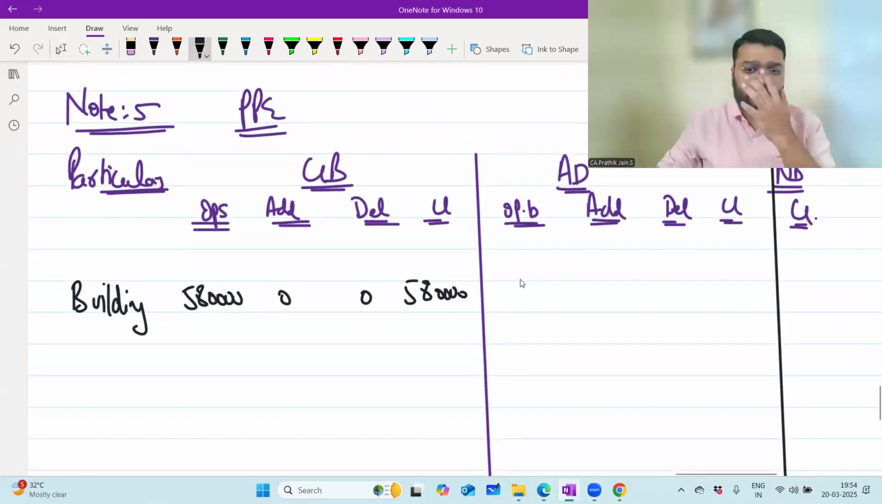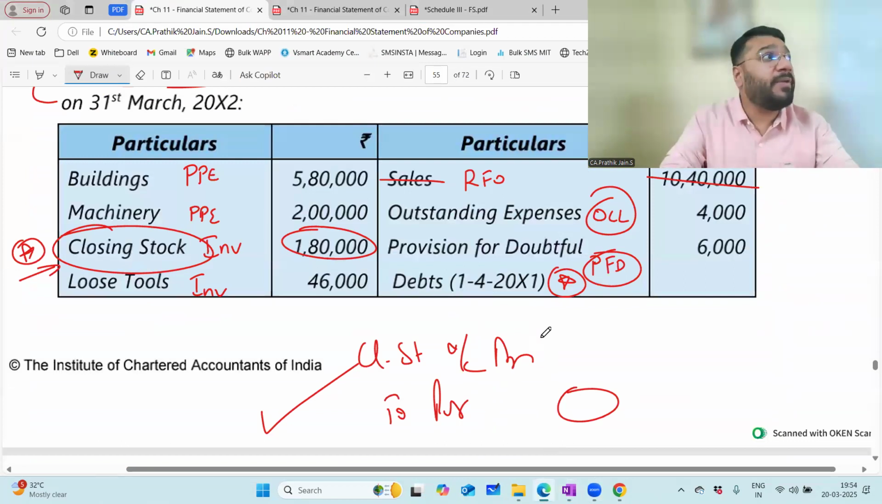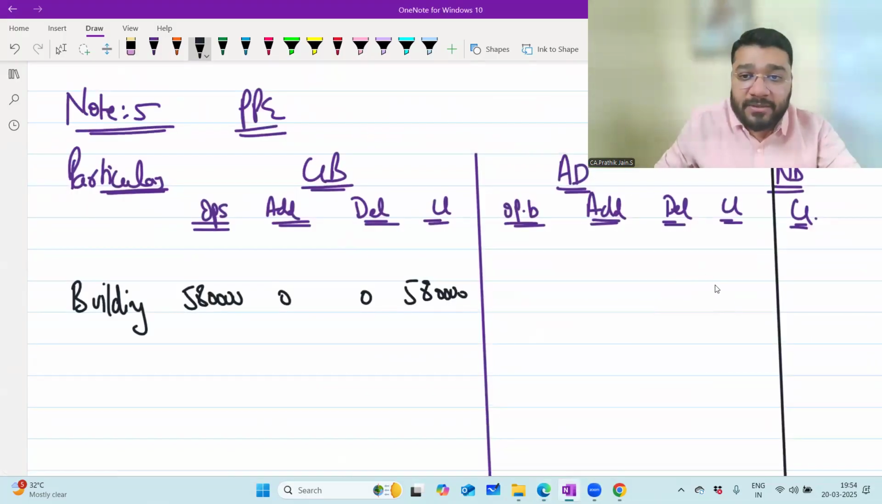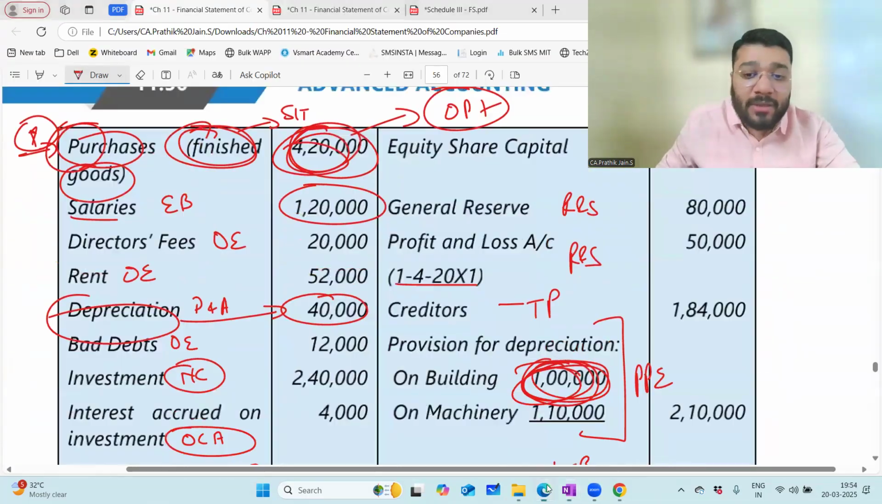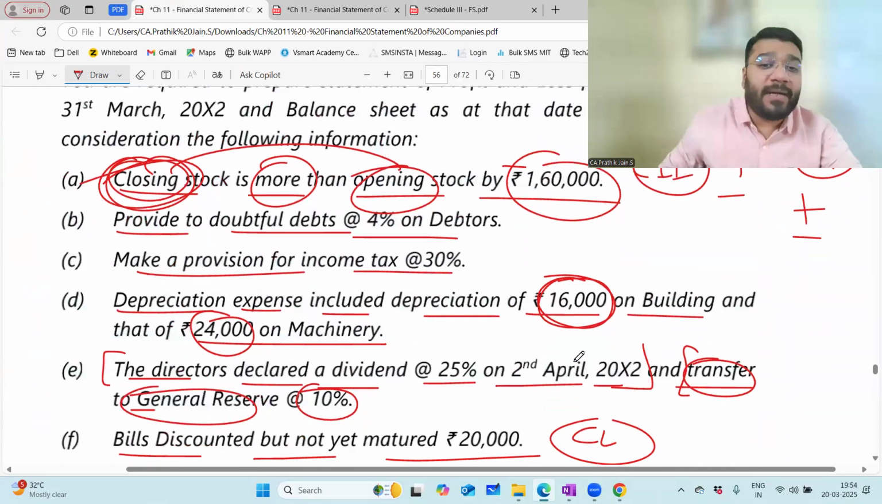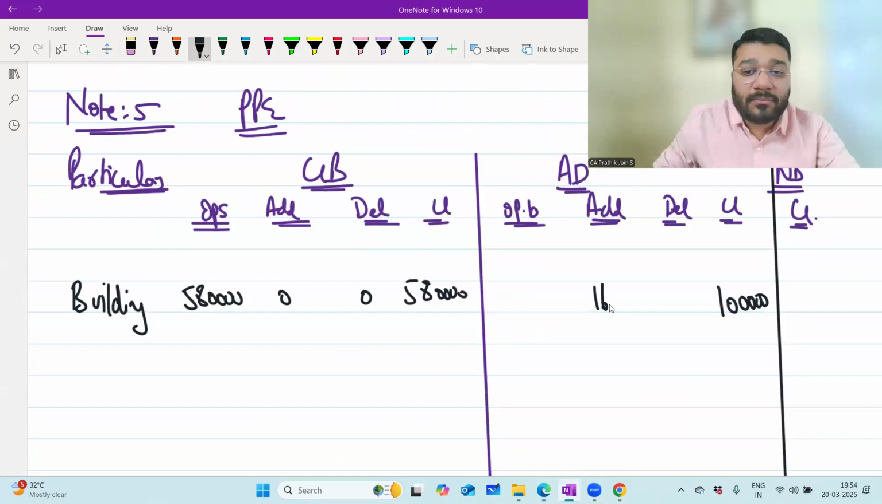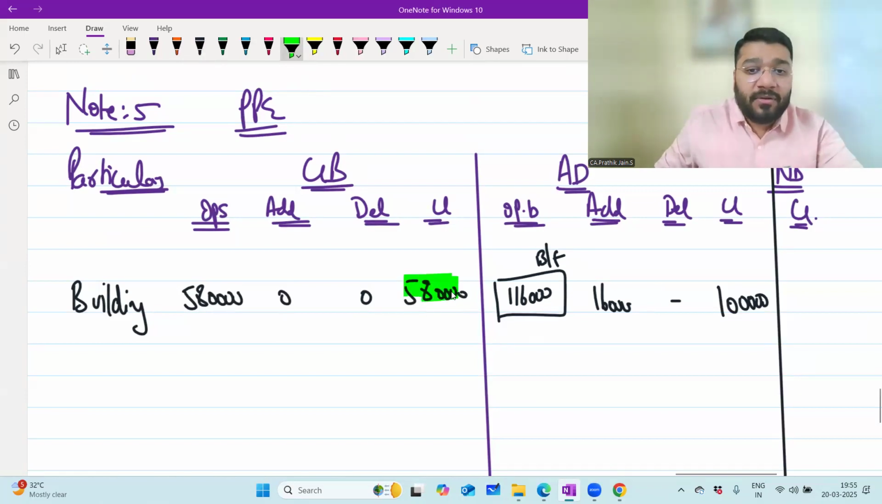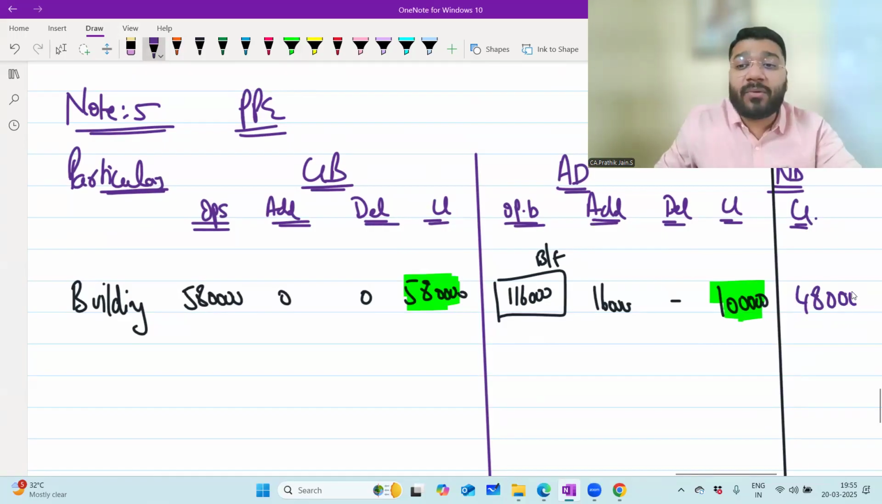Opening balance? Opening balance how much? Sir, we have to calculate. What is given here is closing balance. Building is 1 lakh closing balance. How much is the depreciation on the building? 16,000. Deletion 0. So what is opening balance? 1 lakh 16,000. So this is your balancing figure. Now my closing balance. 580 minus 1 lakh. How much? 4 lakh 80,000. Any problem?